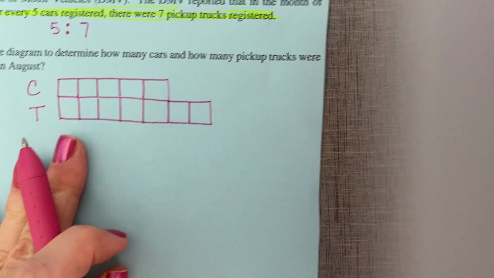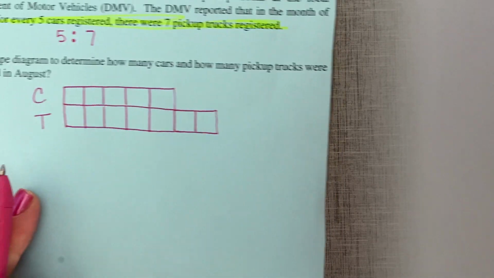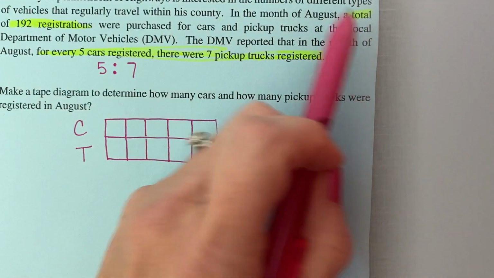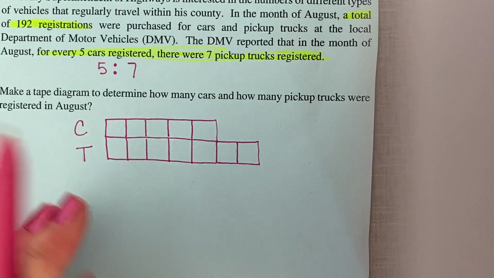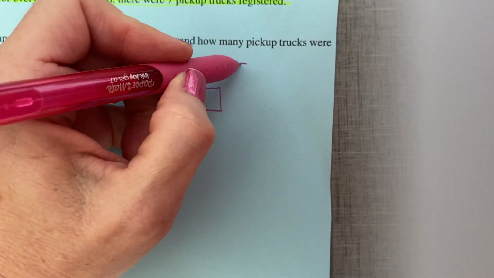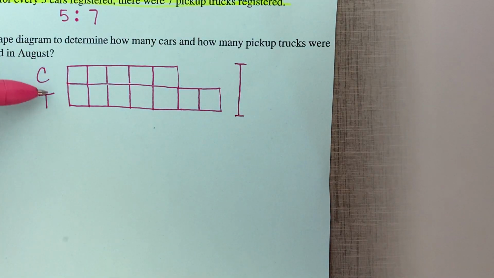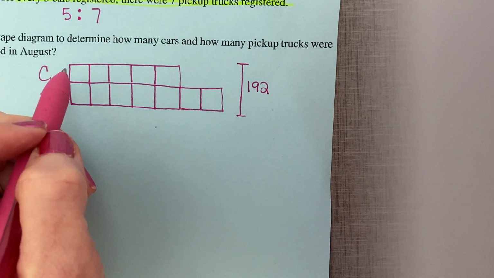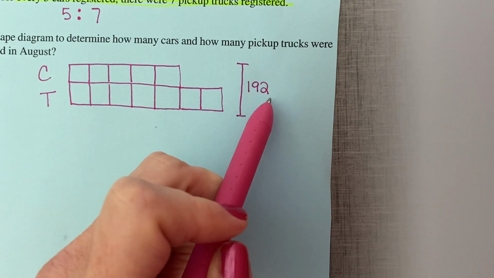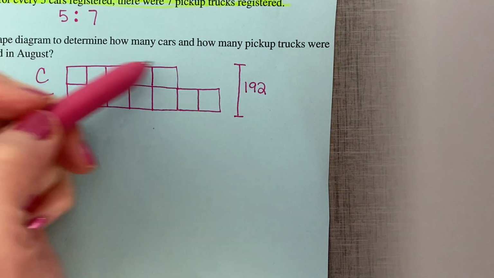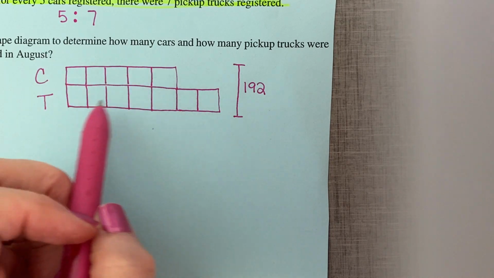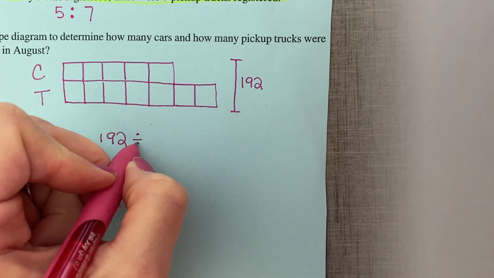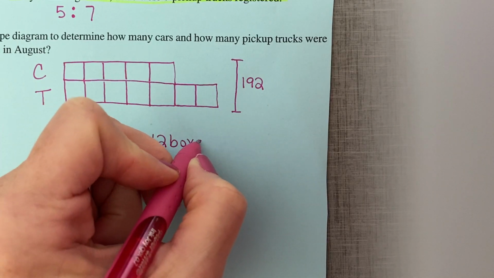Now we're looking for how many cars and how many trucks were registered in August, and the piece of information that we haven't used yet is the total is 192. So we're going to take our tape diagram, and overall, the entire tape diagram, cars and trucks, there were 192 total registrations. Now, to figure out the number that goes inside each box, we simply divide 192 by how many boxes we have. We have 12 boxes because 5 plus 7 is 12. So if we take 192 registrations divided equally by 12 boxes, what will we get?